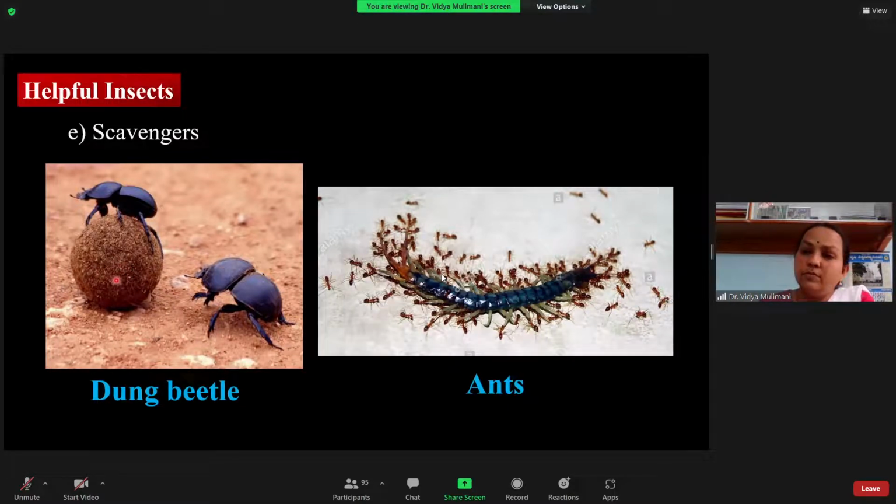The young ones develop there by feeding on the dung, go through pupation, and finally you get the adult dung beetle. In our country we use dung for different purposes, but in foreign countries like Australia, they import dung beetles from India for cleaning the dung, because ours is a rich diversity and we have different species of dung scavengers. So they are exported from India to other countries, and that is why dung beetles are very important. Under the scavengers, we have two examples: the dung beetle and the ants.